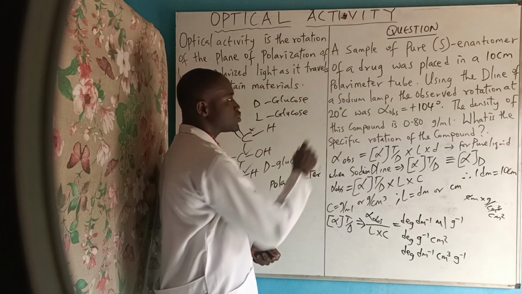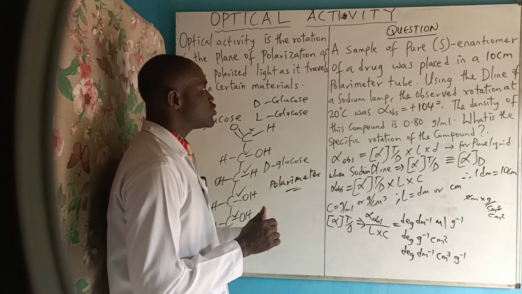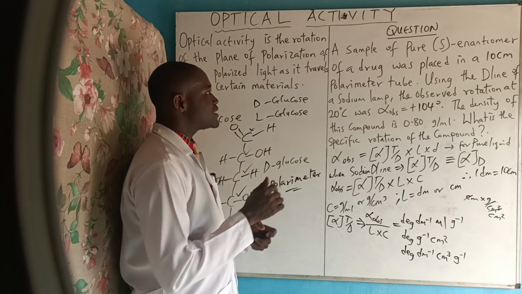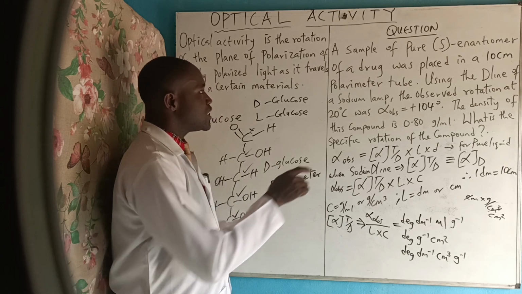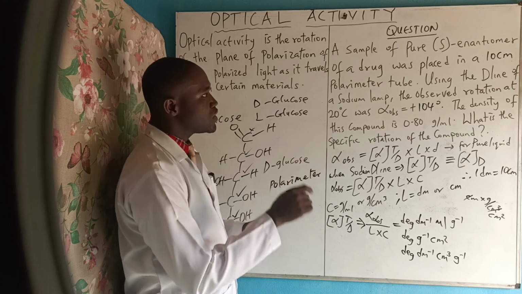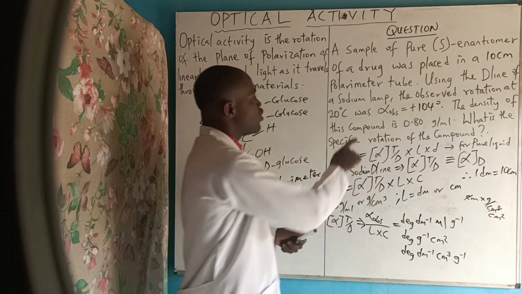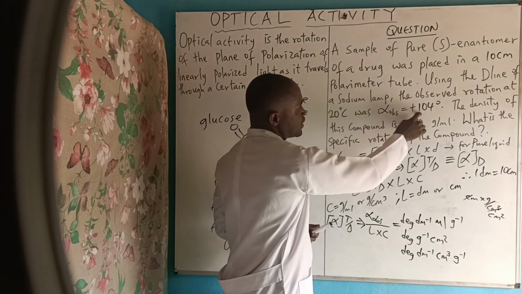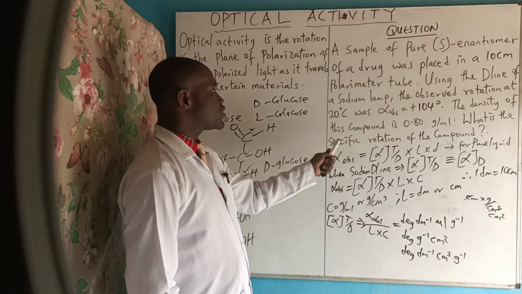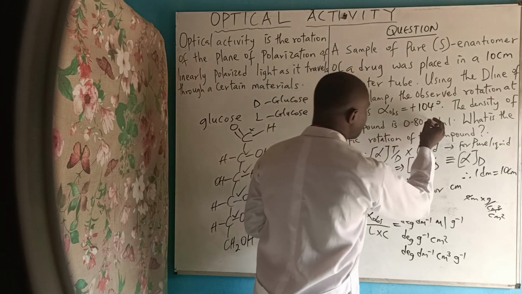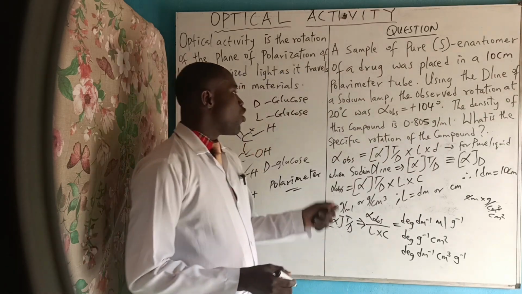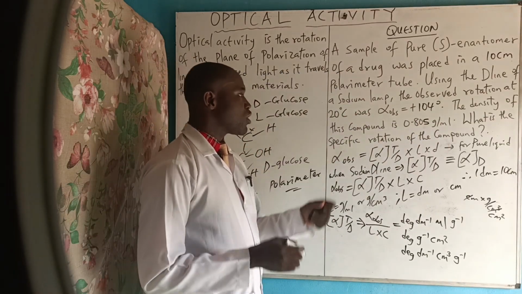Okay, let's see how to solve this question. A sample of pure S enantiomer of a drug was placed in a 10 cm polarimeter tube. Using the D-line of a sodium lamp, the observed rotation at 20 degrees Celsius, so temperature is involved, was observed to be 104 degrees. The density of this compound is 0.805 gram per mil. What is the specific rotation of the compound?